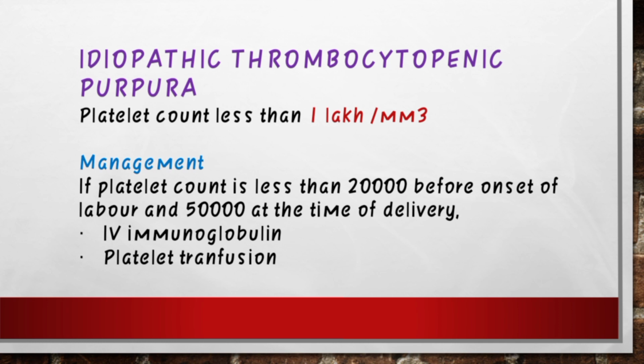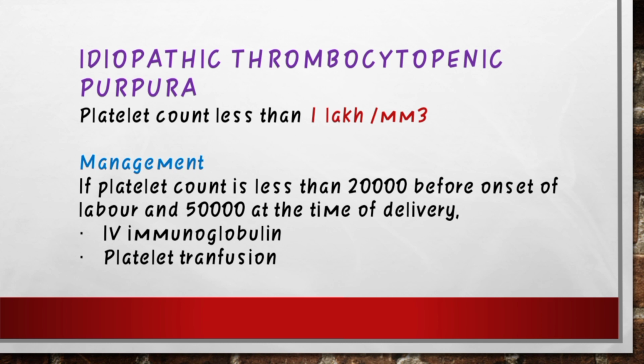The management is, if the platelet count is less than 20,000 before the onset of labor and 50,000 at the time of delivery, we give IV immunoglobulin and platelet transfusion. If it is between 50,000 and 1 lakh, there is no need for management. We just keep the patient under observation and give symptomatic management.